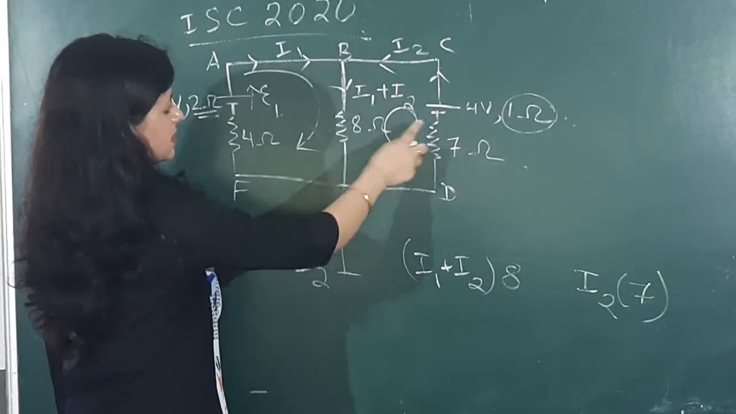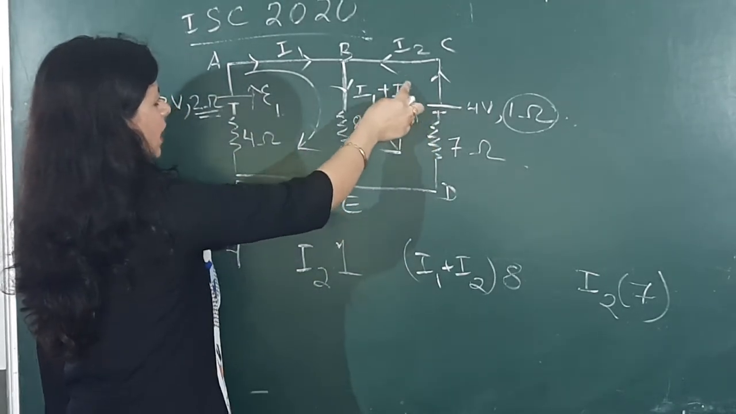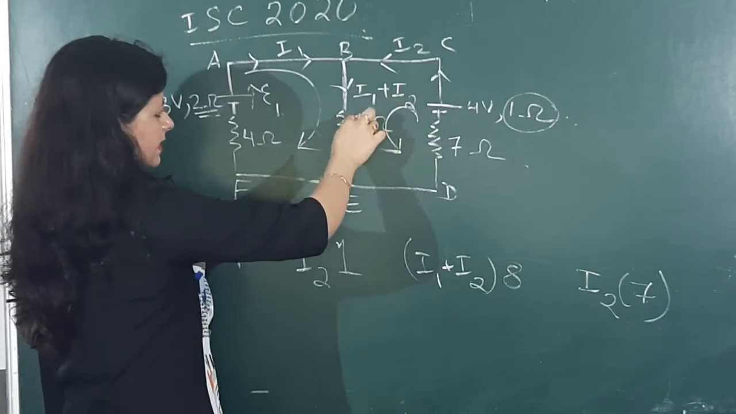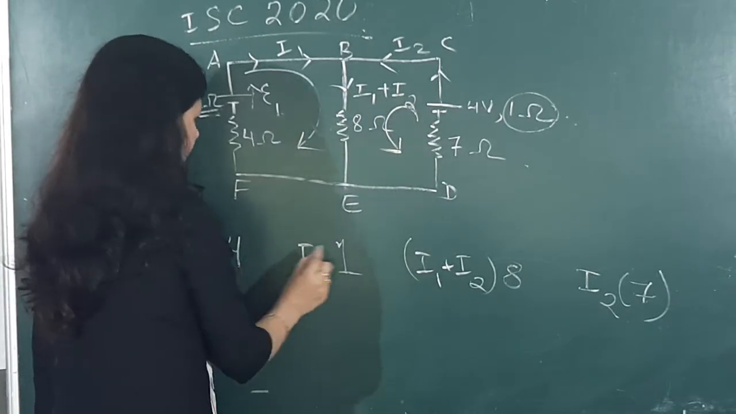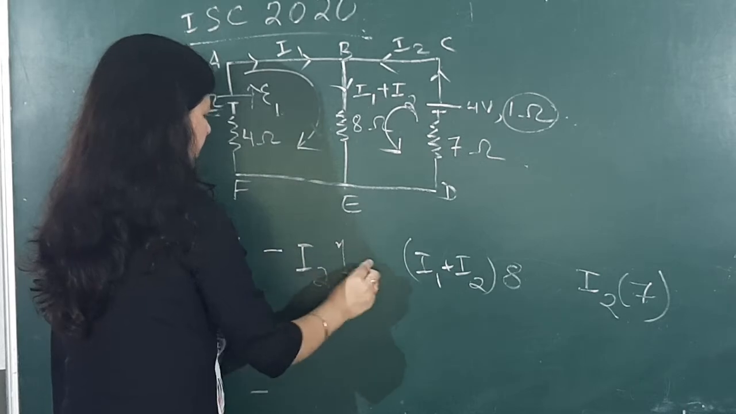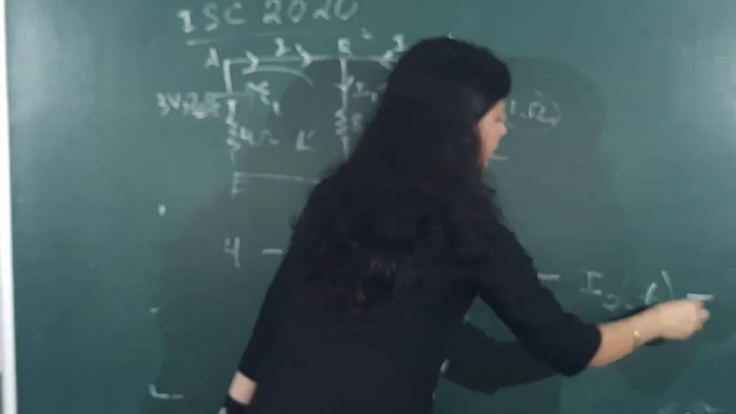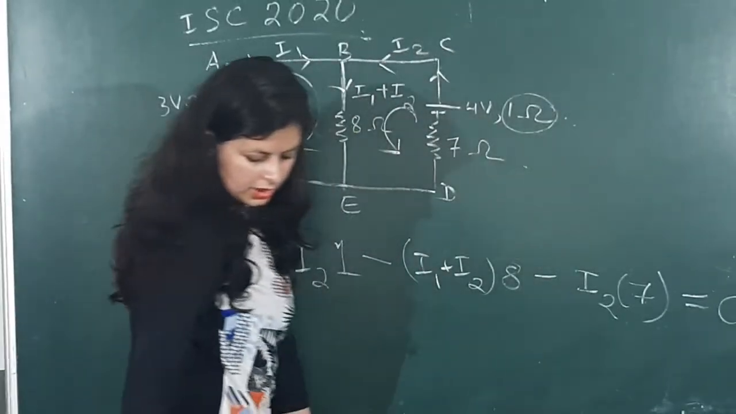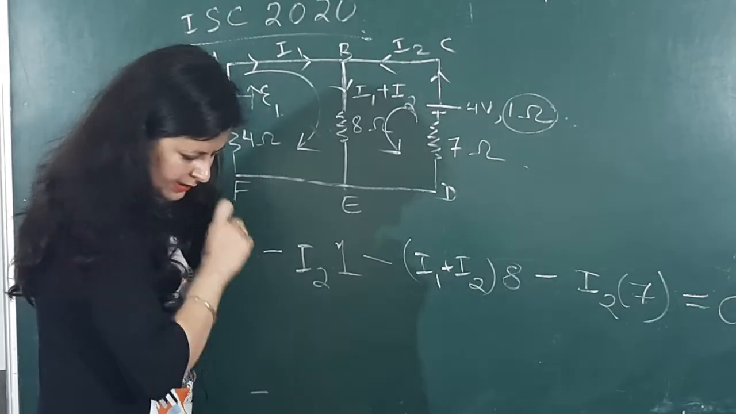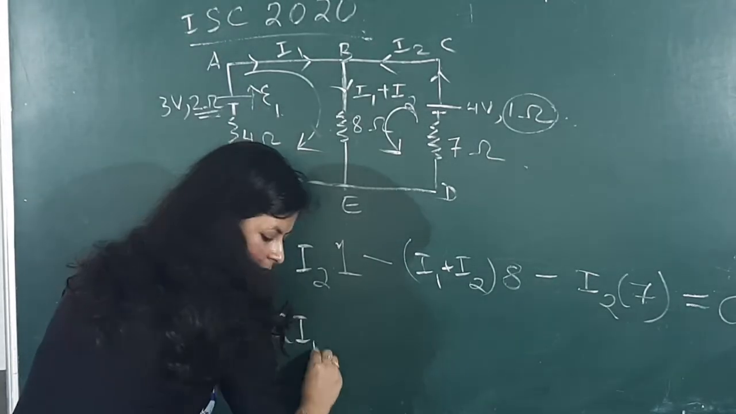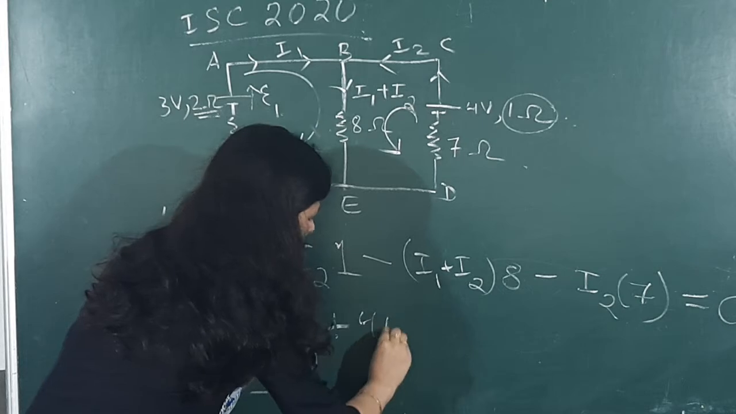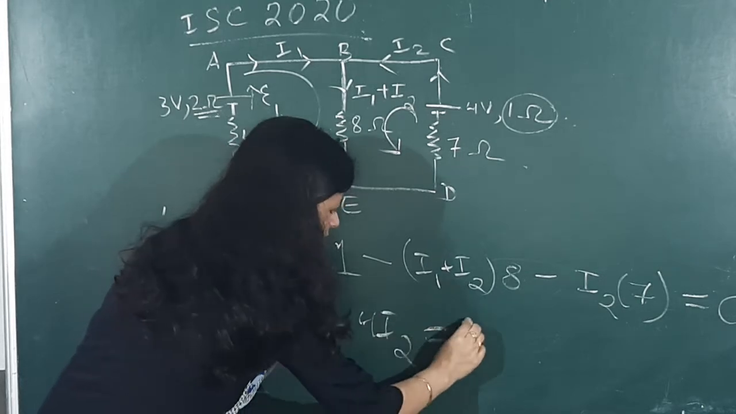This is already positive, increasing potential. Now, while you are traversing this 8 ohm, they are in the same direction, current and this loop, and here also same direction. So, everything will be negative, will be equal to 0. On solving, you are getting 2I1 plus 4I2 will be equal to 1.